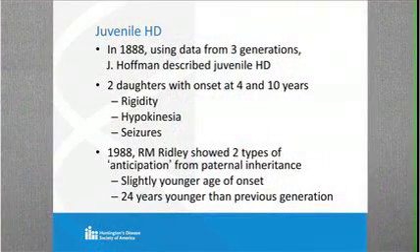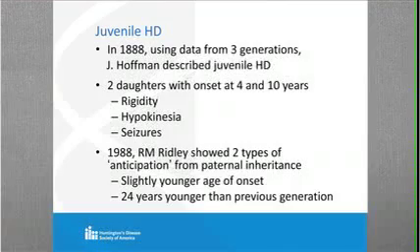Juvenile HD was described a bit later, in 1888, using data from 3 generations. Dr. Hoffman described the juvenile form of the disease. He described 2 daughters with onset at ages 4 and 10 years, and some of the differences that he highlighted were rigidity, hypokinesia, and seizures.